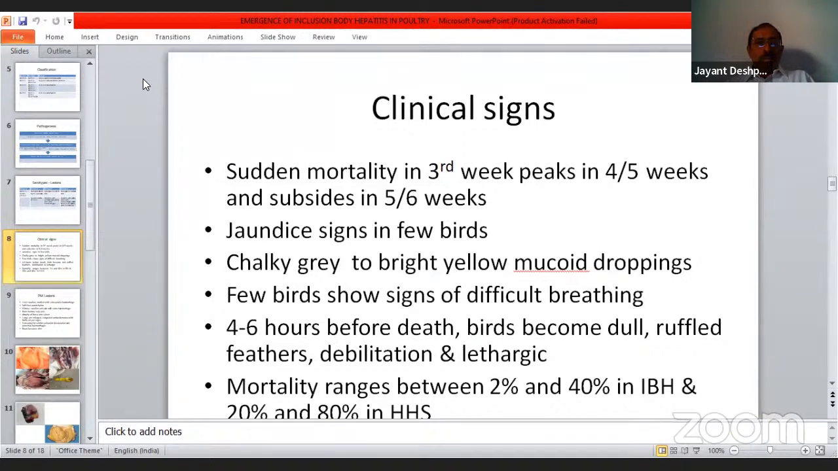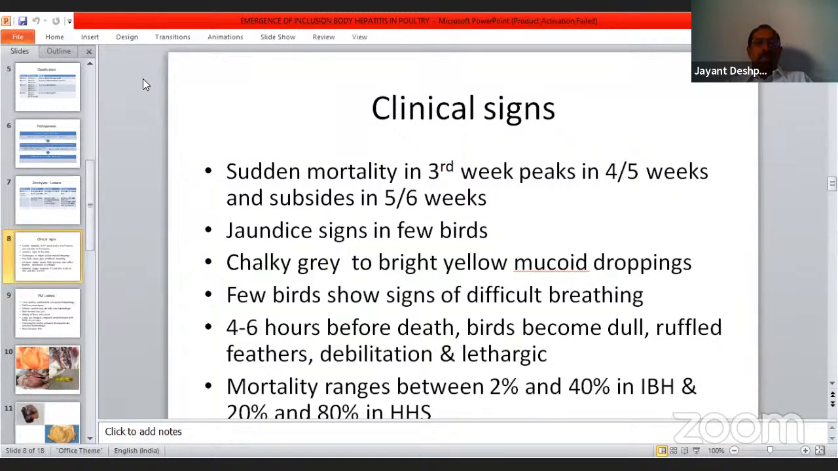And the other clinical signs like jaundice, that is yellowish discoloration of the carcass, or few birds show yellowish discoloration, and chalky gray to bright yellow mucoid droppings. So droppings are frothy and yellow colored droppings we can see. And few birds show signs of difficulty breathing because the respiratory system is affected. The birds become dull, with ruffled feathers, then birds become weak, then lethargic, and mortality happens.